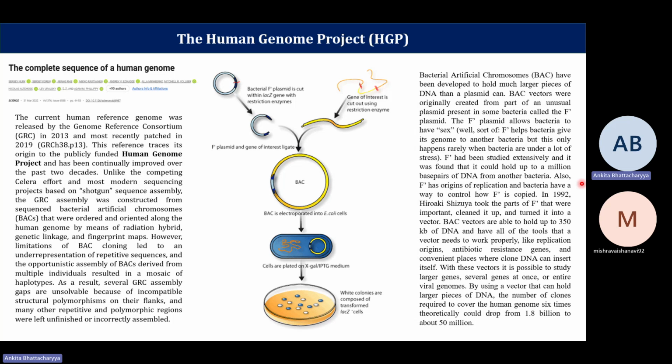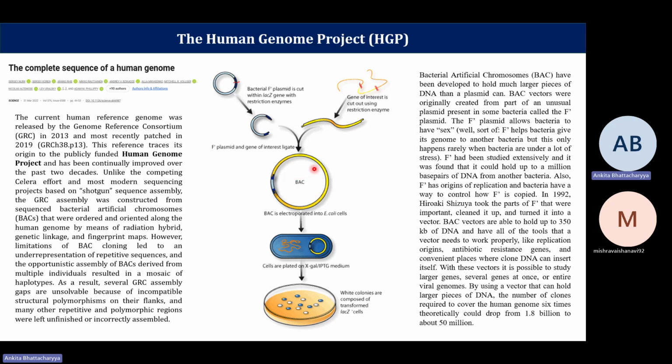With these vectors, it's possible to study very large genes, and therefore they became an excellent system for study. The number of clones required to cover the human genome 6 times theoretically dropped from 1.8 billion to around 50 million, by more than half. Basically, you have your gene of interest, which can be cut out using a restriction enzyme, and then that can be ligated to the bacterial F prime plasmid, which has been cut with restriction enzymes as well.